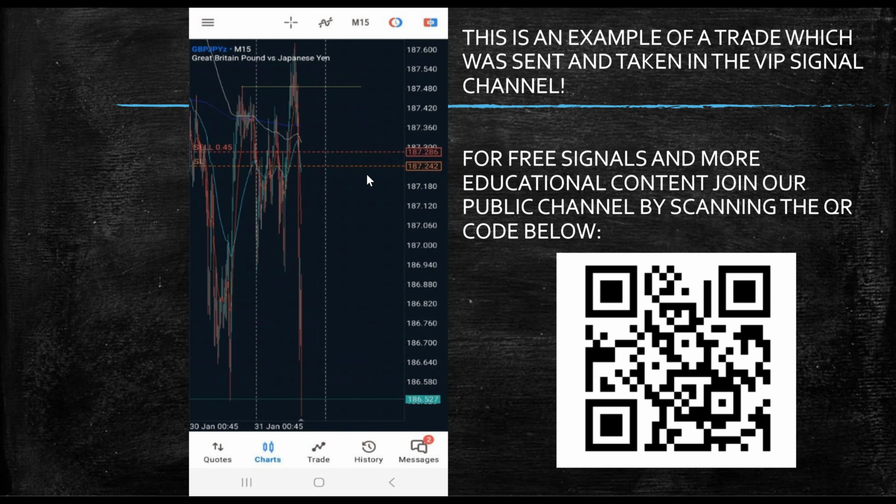All right, guys, this is another example of a trade which was sent and taken in our VIP signal channel. As you can see, this is GBP JPY. Very simple. We had the previous day high, right? We had the Asian session. We can see all that activity, and then we had the manipulation or the false move, aka stop hunt, above the previous day high, right? And as you can see, we took that trade with our entry, and this was a very powerful trade which we took in our VIP signal channel.